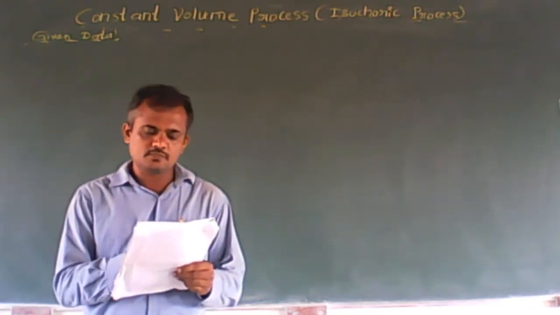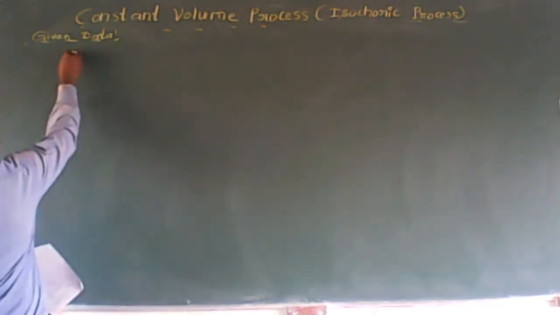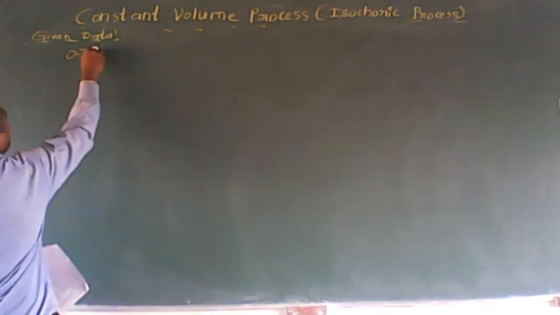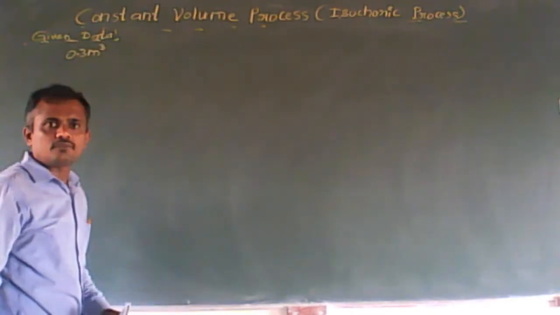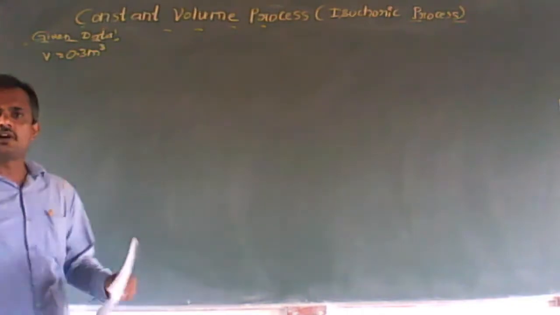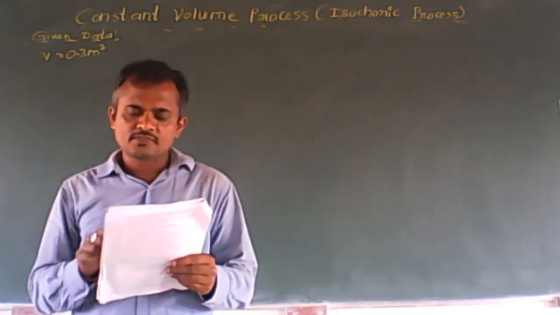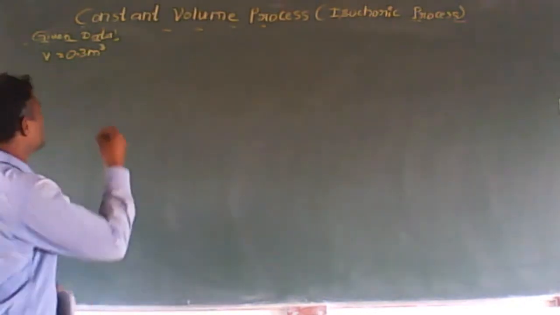So a gas occupies a space of 0.3 meter cube. Meter cube is a unit of what? Volume. Therefore I will write it as volume, whether V1 or V2 we don't know, later we will discuss. At a pressure of 2 bar, 2 bar is also given.